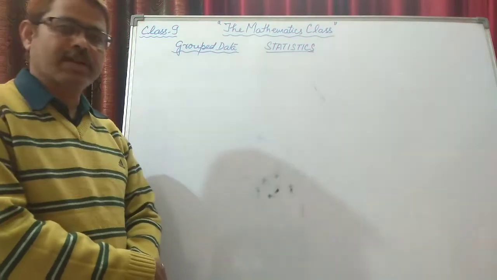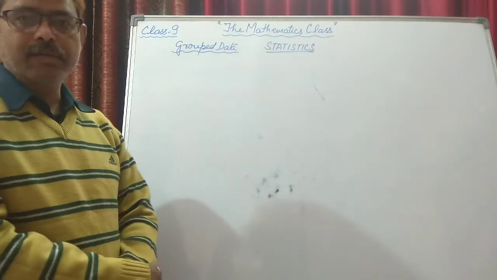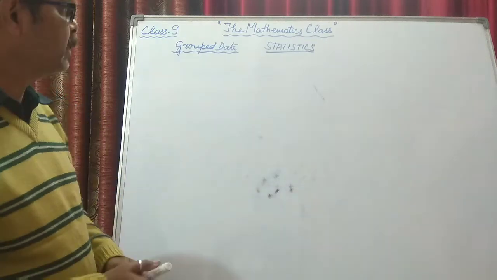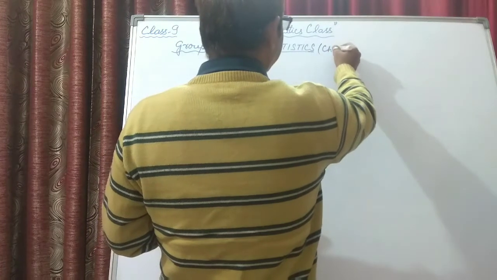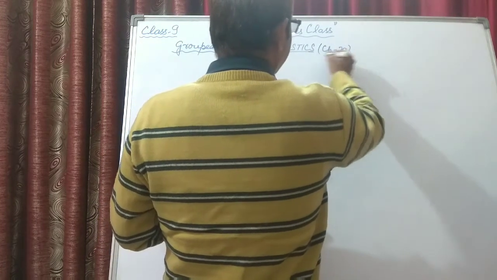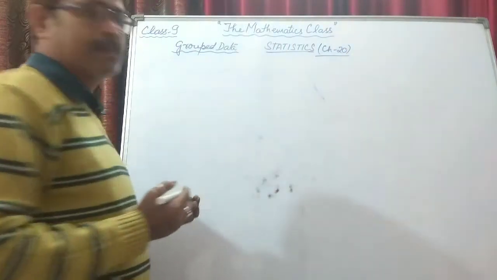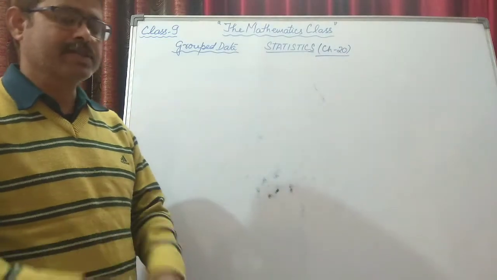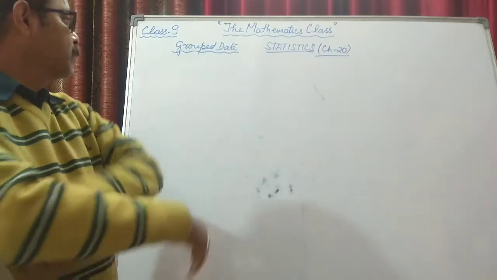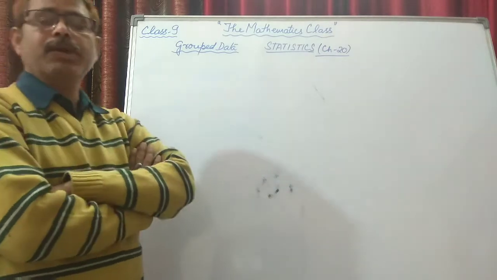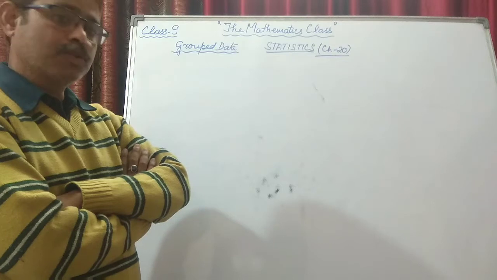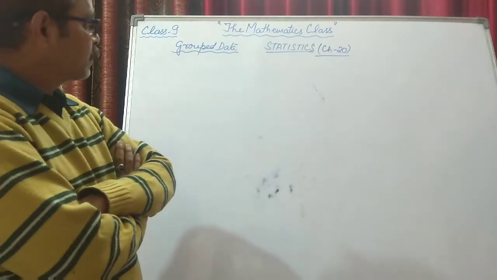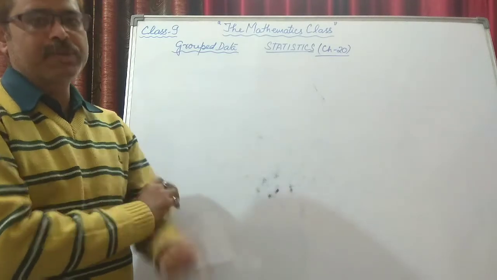This class is for class 9th, and we are doing chapter number 20, that is statistics, and we are following the textbook Understanding ICSE Mathematics by ML Agrawal. Now in the previous class we discussed how to find the mean and median of ungrouped data. Now in this class we will be discussing grouped data.